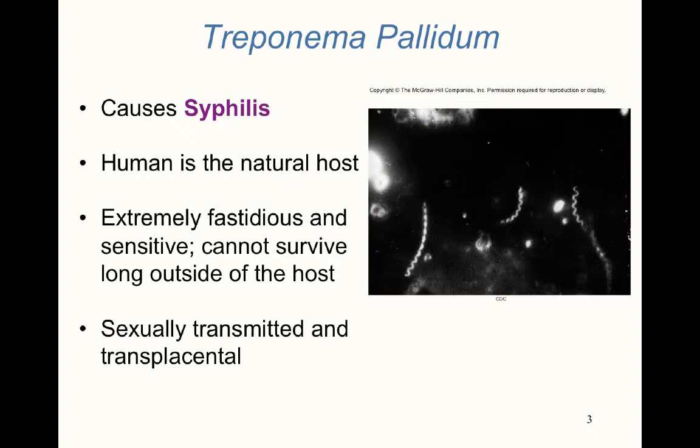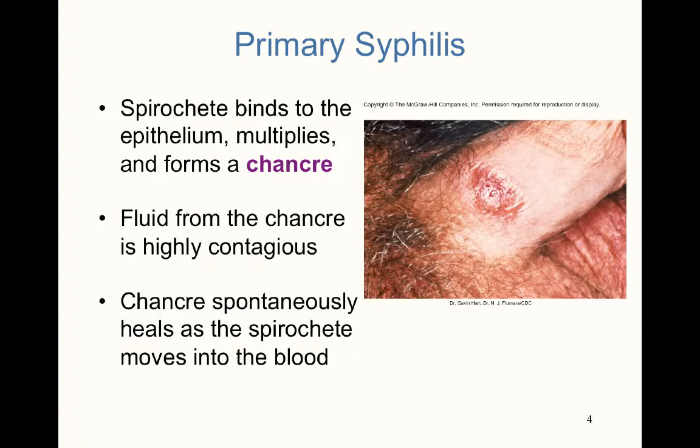So this particular microbe cannot survive very long outside of the host. It is sexually transmitted and also passed transplacentally. Humans are the natural host. Now, there are three stages of syphilis. So there's primary, secondary, tertiary, each characterized by different symptoms. And the symptoms reflect the location of the bacterium.